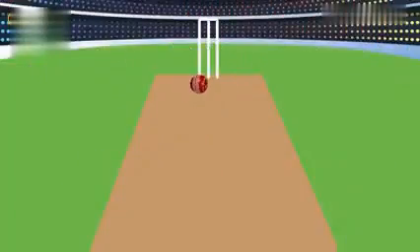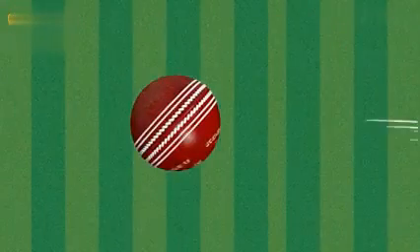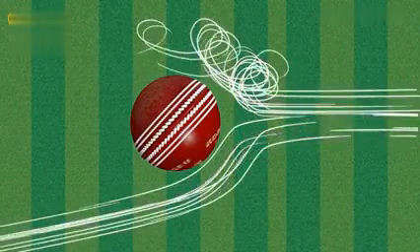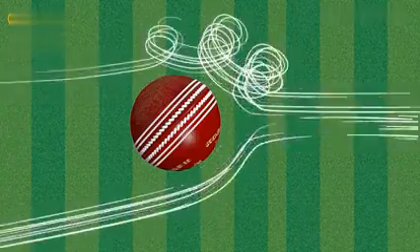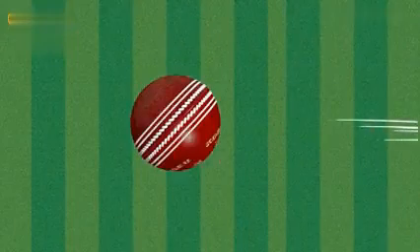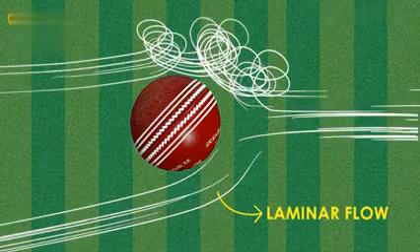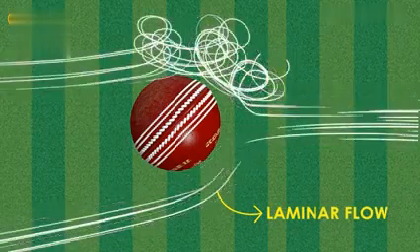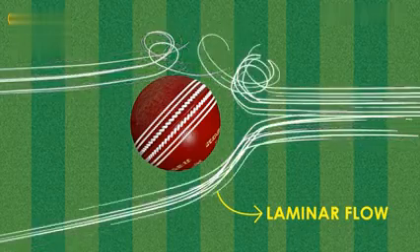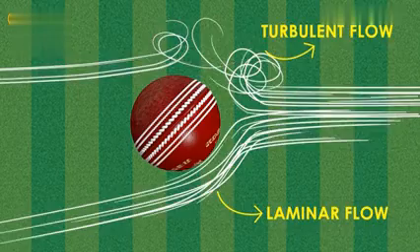When the ball is released from the hand, it goes through the air. The ball diverts the airflow in two directions, one towards the smooth side and the other towards the rough side. At the smoother area, the flow of air is smooth and is called laminar flow. On the other hand, when the air goes towards the other side, the ball's seam disturbs the airflow and makes the flow rough or turbulent.